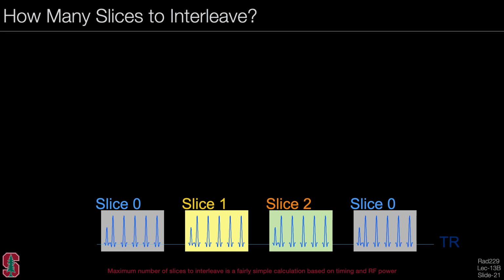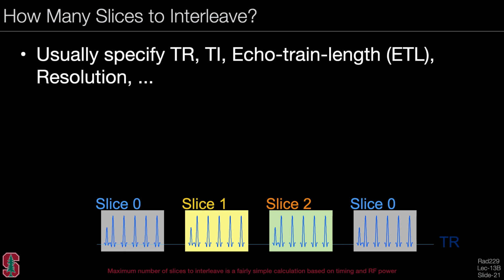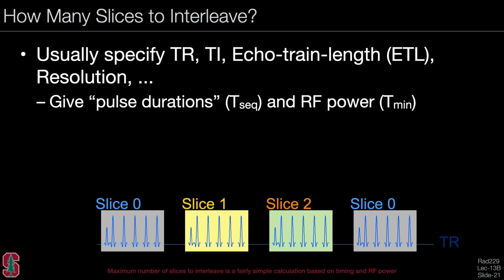So another question you have to ask is how many slices can you interleave, or should you interleave? So here we show a TR, and you can see an example where we can essentially fit only 3 slices, because each slice here has a spin echo train, so it takes a certain amount of time to play. So usually when we specify an acquisition, we'll specify the repetition time, the inversion time, the echo train length, and the resolution, and all of these parameters. So what this gives us is the pulse durations, or the sequence time as it's sometimes called, as well as the RF power, or basically the minimum time that you can play the sequence here.